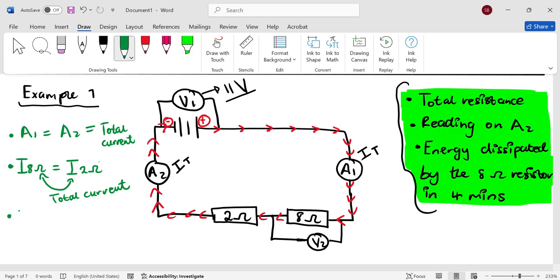What did I say in the previous video? The voltage across the battery, so the voltmeter across the battery, reads the total voltage. Thus, VT is 11 volts. So let me just make it very clear: V1 is actually the total voltage. And what is V1? V1 is 11 volts, right? So the total voltage is 11 volts.